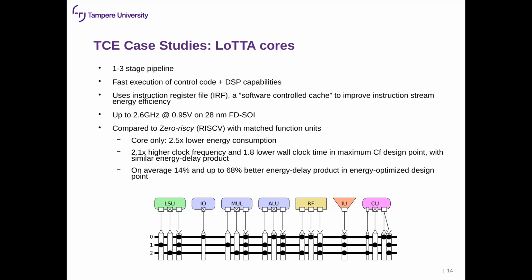And we compared it to a RISC-V processor called Zero RISC-V, which Esko also mentioned earlier. We matched the function units inside the core, and for the core only, we got 2.5x lower energy consumption. And this is largely also due to the very efficient compiler that we have. And of course, the parallel execution.